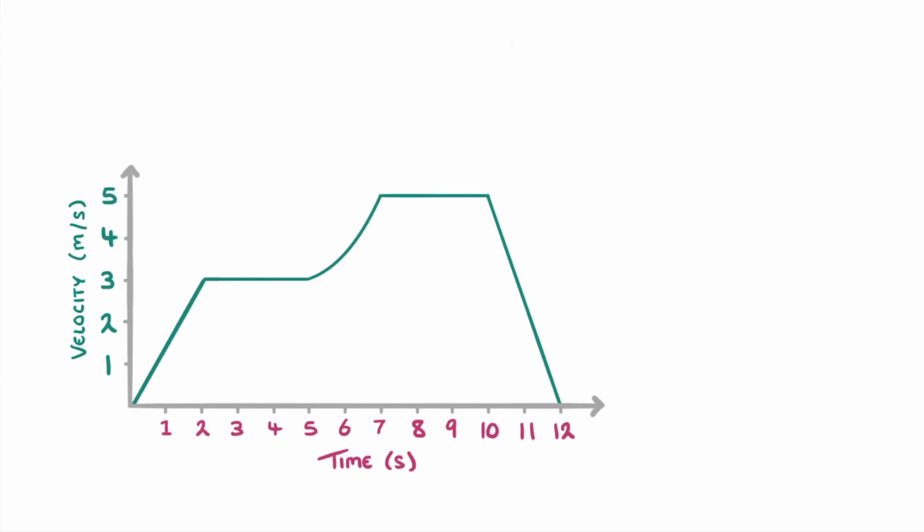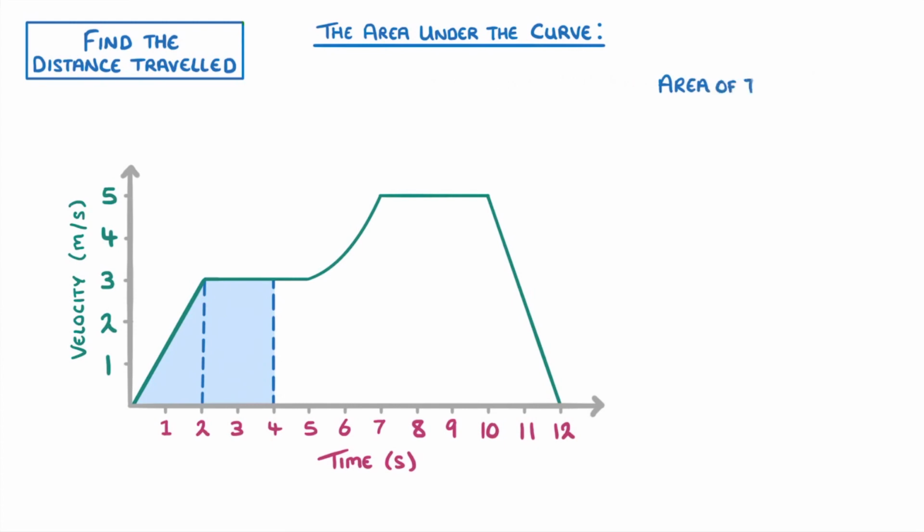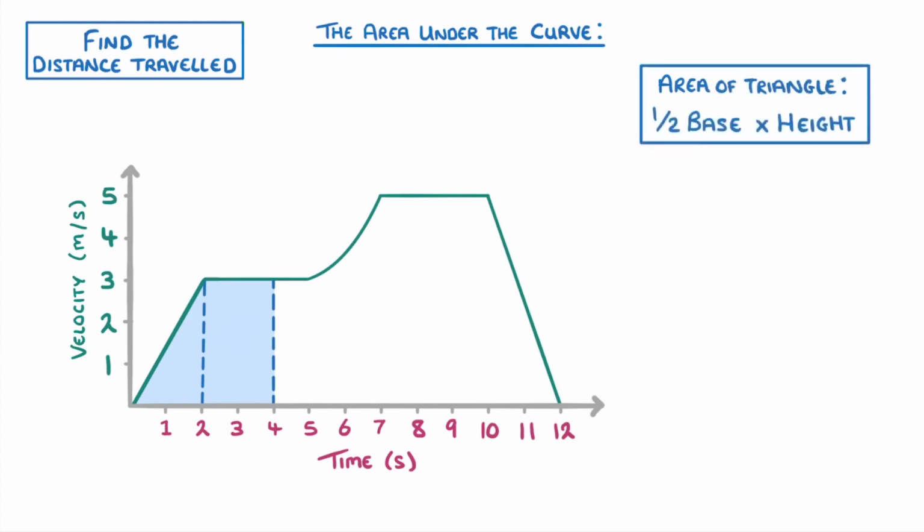The last thing we need to look at is how to find the distance that was travelled. For this, we need to find the area under the curve. So if we wanted to find the distance travelled in the first 4 seconds, we'd be interested in this area. And to make it easier to calculate, we could split the area up into a triangle on the left and a rectangle. The formula for the area of a triangle is 1/2 base times height.